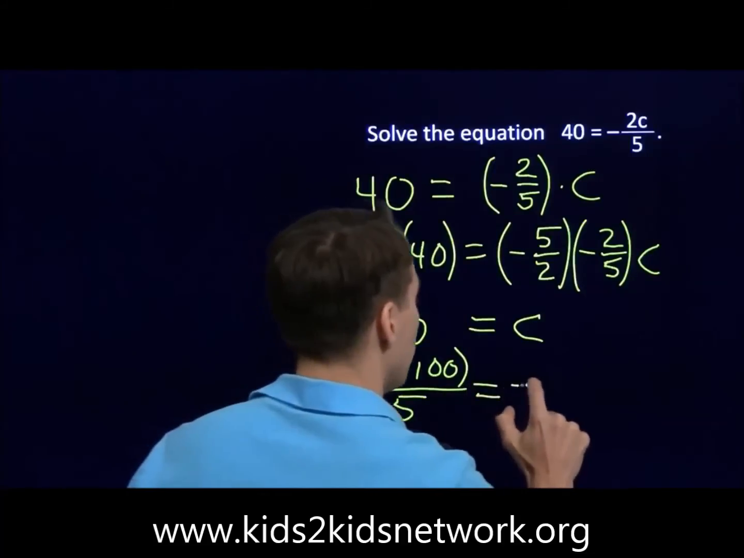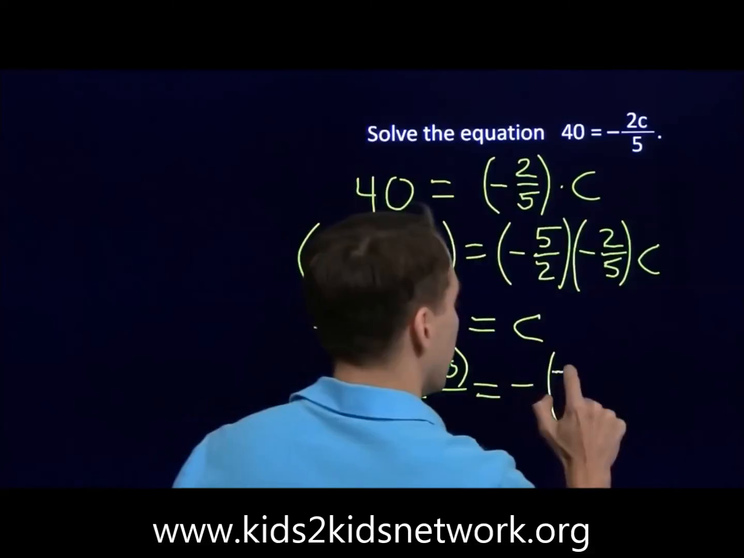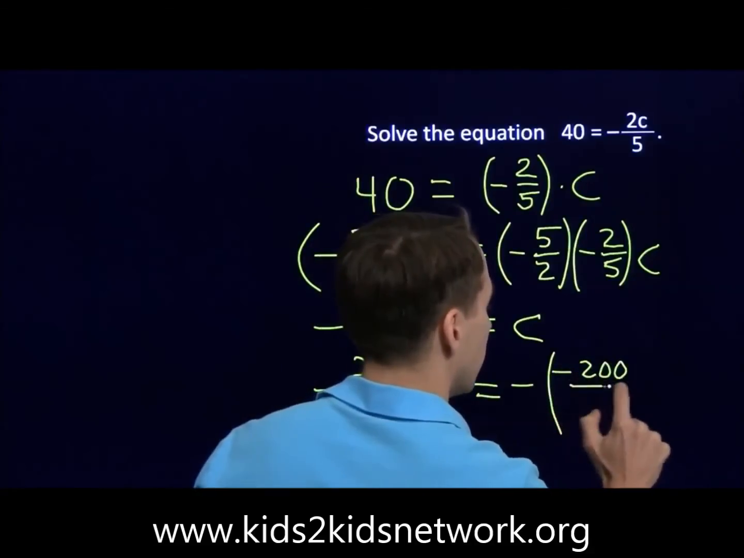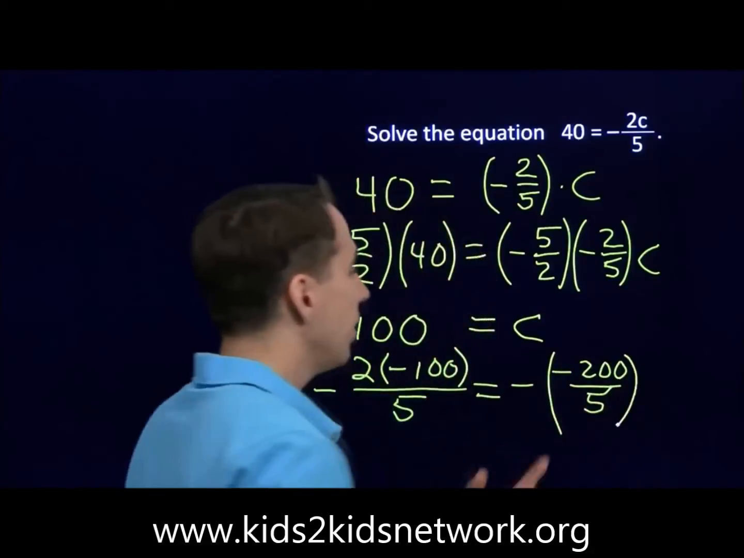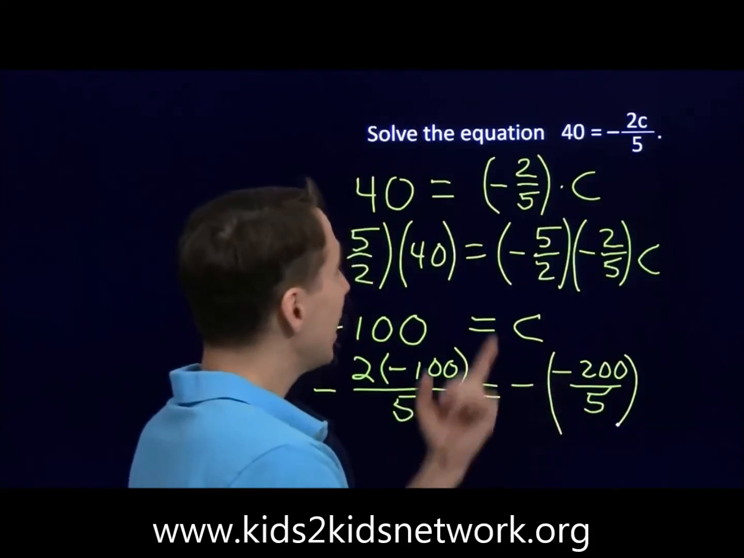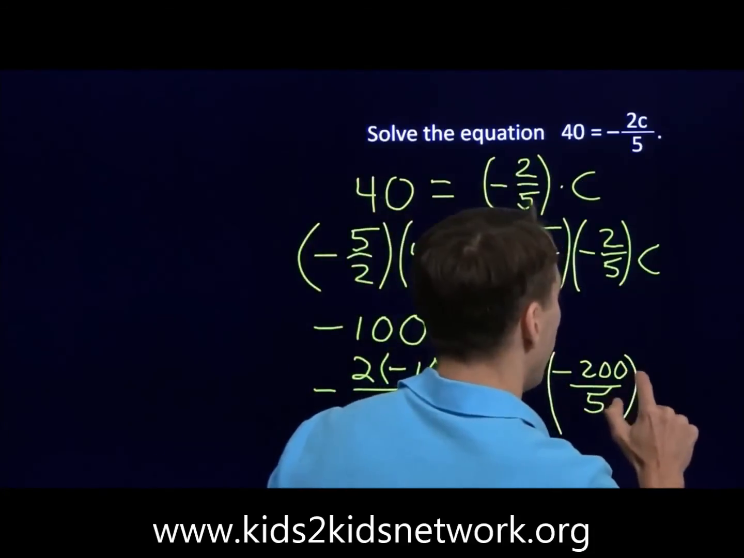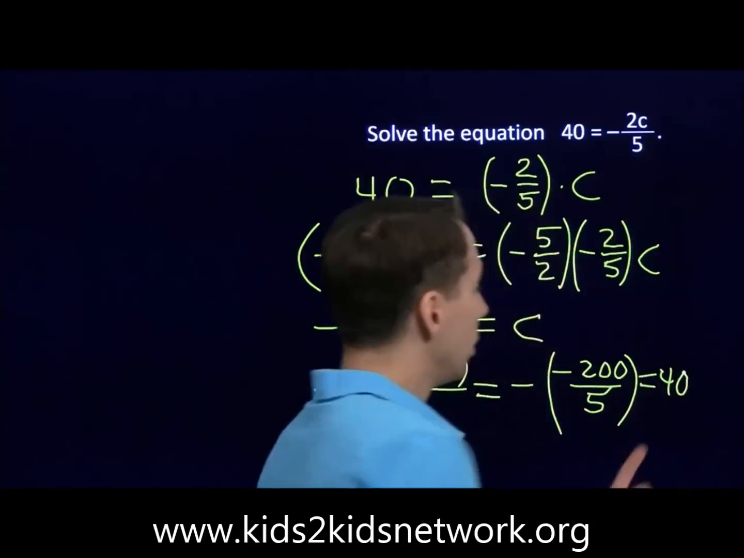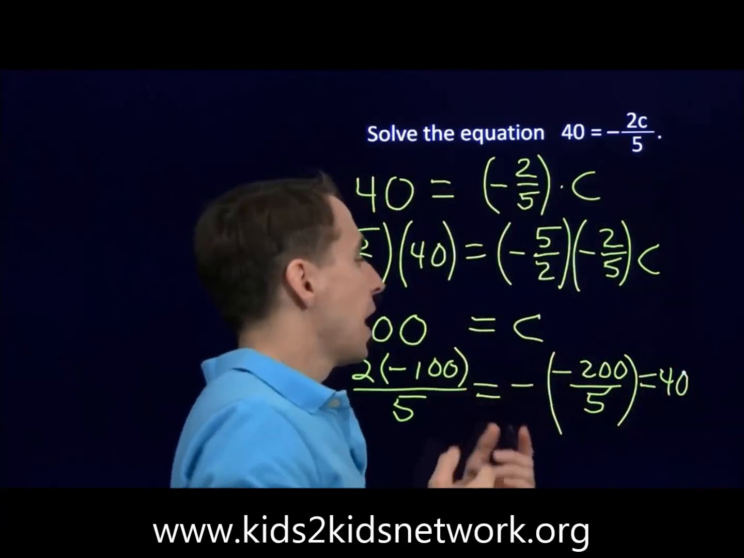Let's multiply this out. This is negative 200 over 5. Negative 200 over 5, that gives us negative 40. And then we negate it again. That gives us 40 back. Matches up. And we're done.